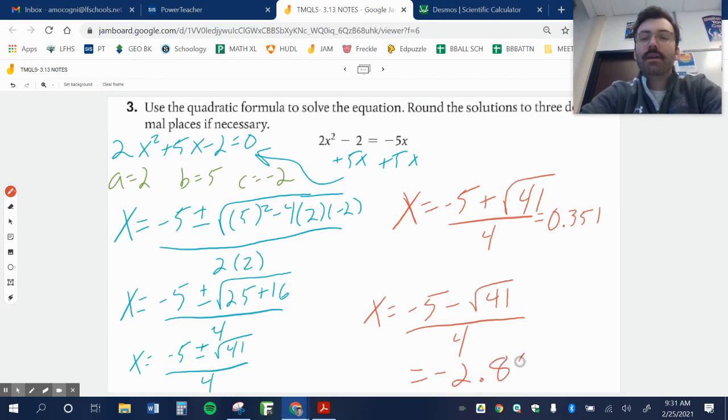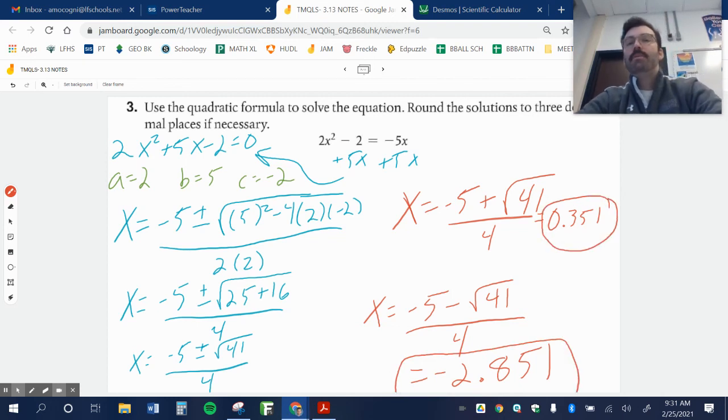So this would be an example of a time that I cannot actually factor to check my work. Why? Because these are not whole numbers, by which I mean clean answers. 1/2 is a clean answer. Negative 6 is a clean answer. 0.351 is not a clean answer. Same with this. That's not clean. Why is it not clean? Because this is a root 41. If I don't have a perfect square here, it's not going to be a clean answer.